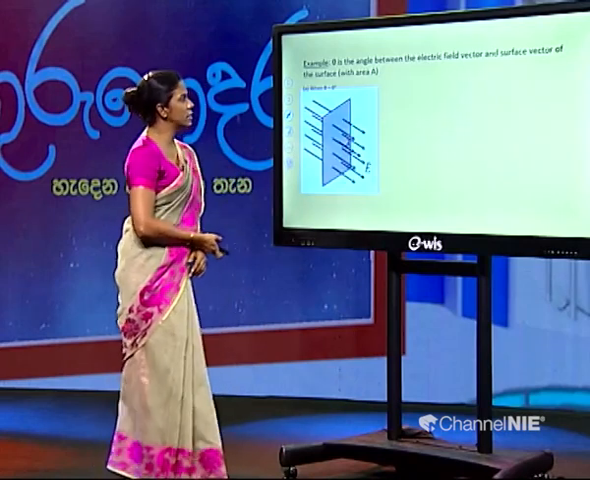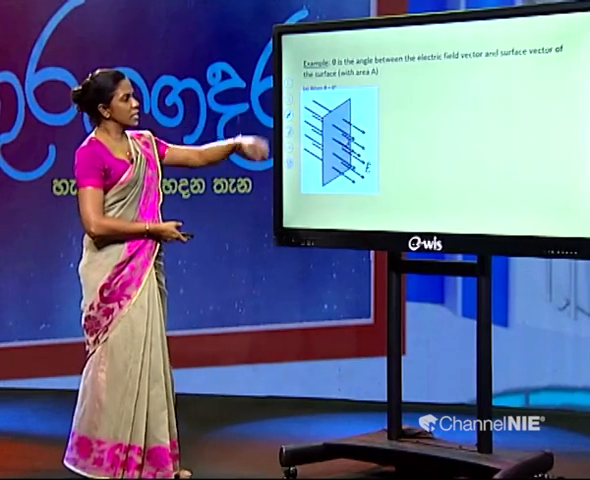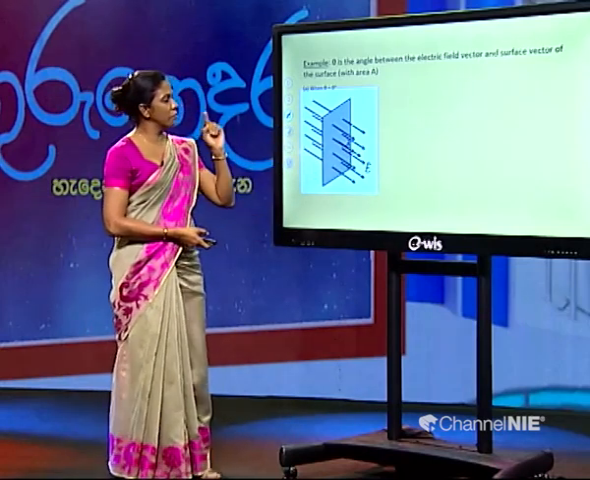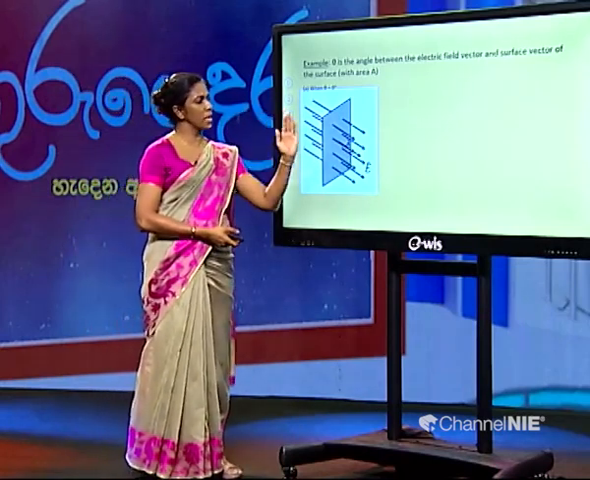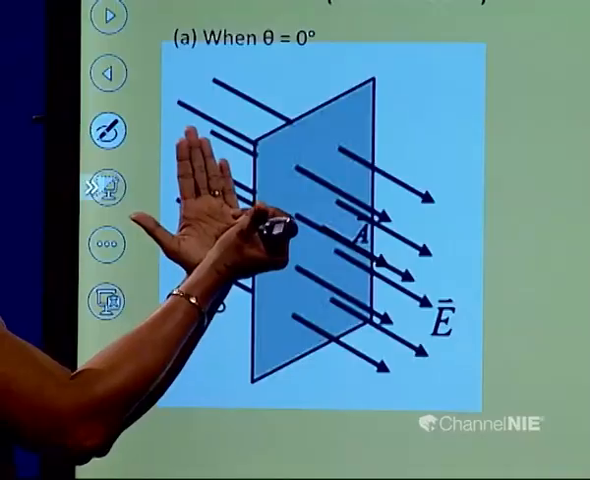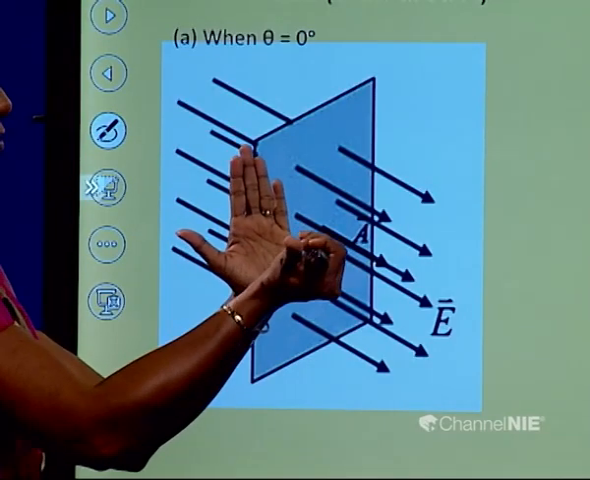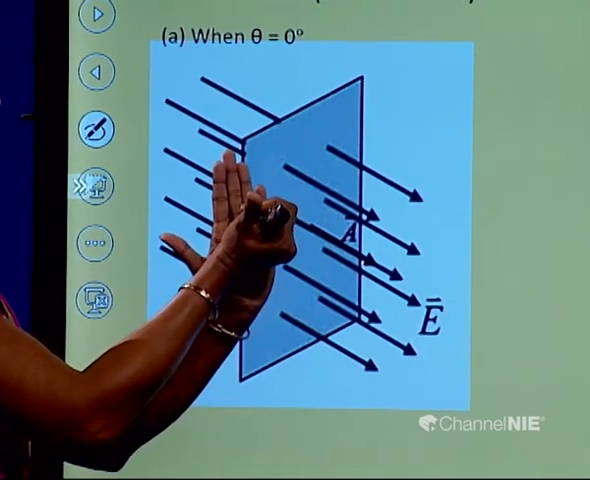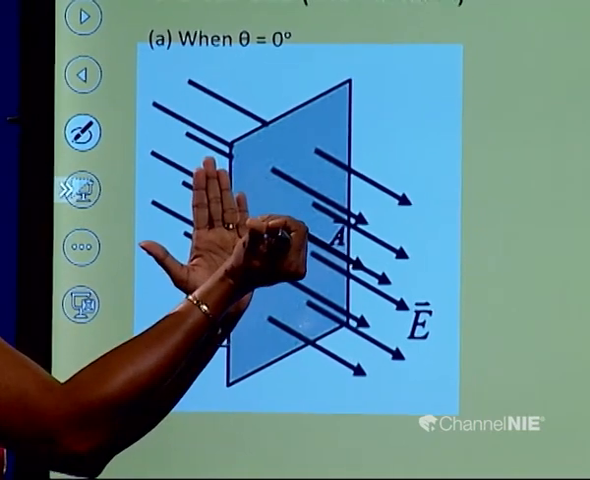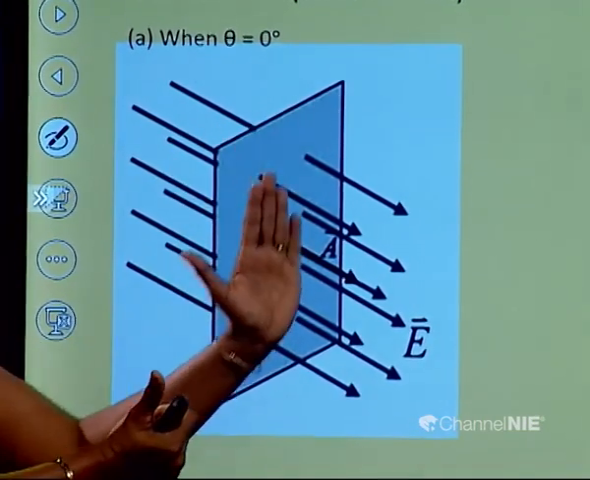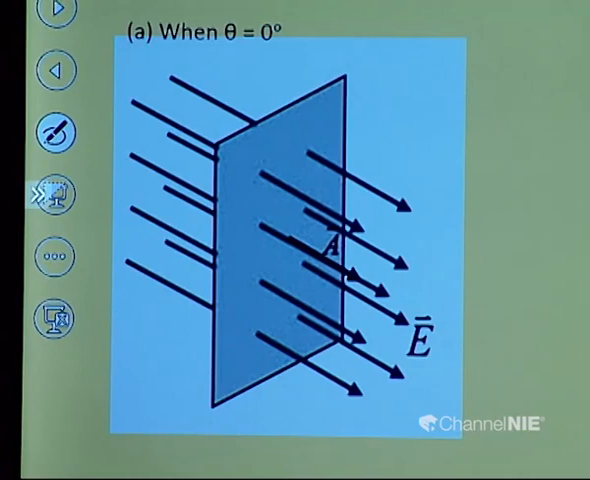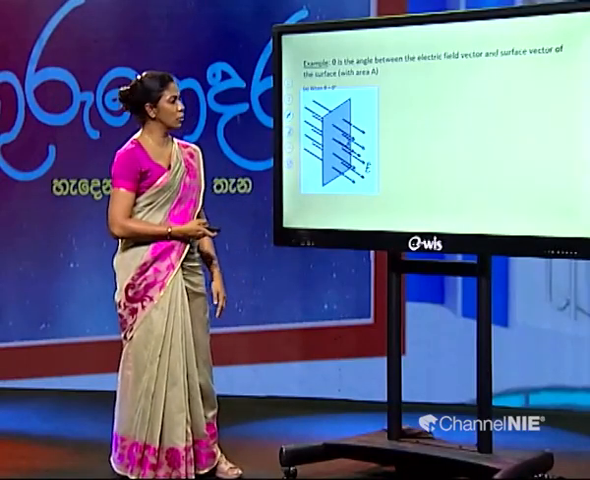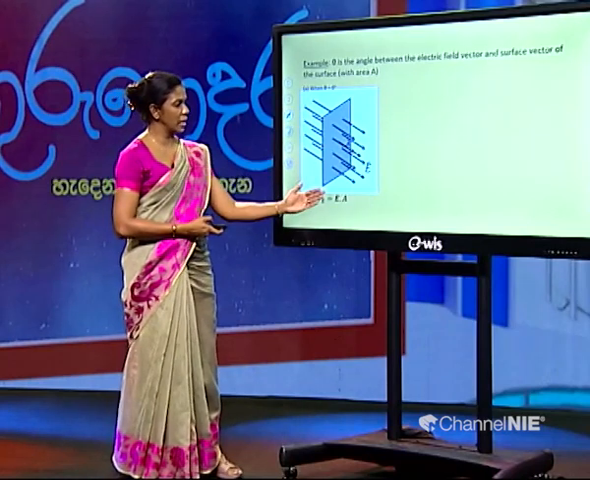If I take an example, when theta is 0, you see that is the direction of the electric field and the surface is kept perpendicular to it, meaning the surface vector is in the direction of the electric field. So, the electric field's direction and the surface vector's direction are the same. Basically, the surface is kept at right angle to the electric field. In that case, we know the maximum number of flux lines are linked through it, so the total flux can be taken as E into A.